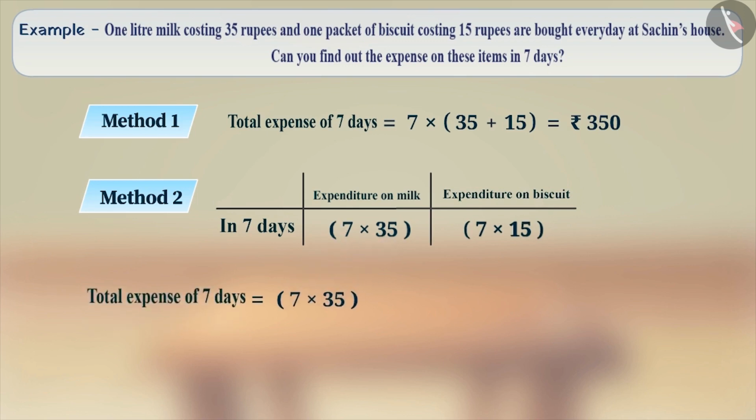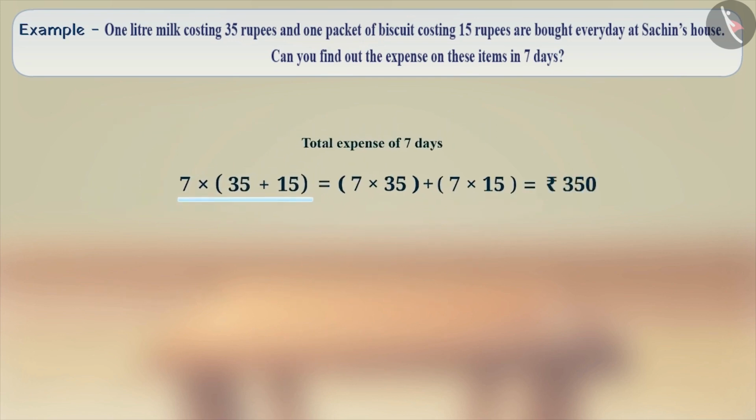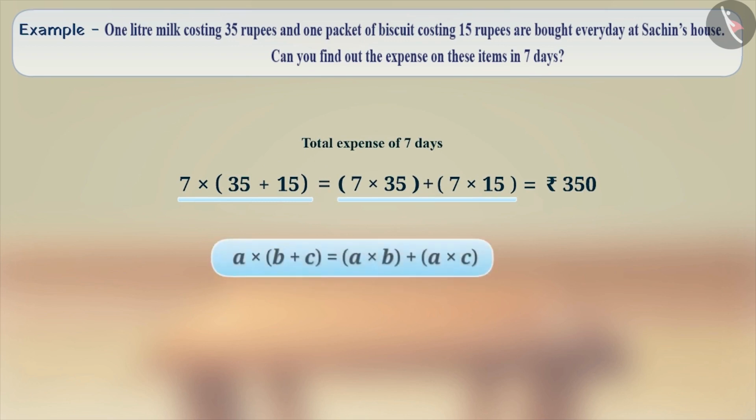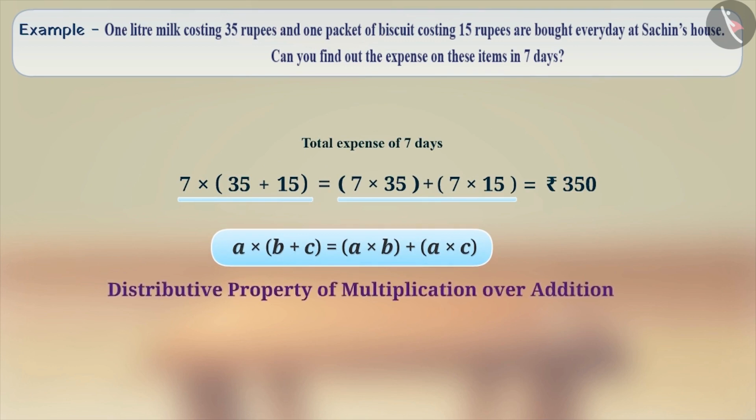Total expenditure is equal to 7 into 35 plus 7 into 15, which is equal to 245 plus 105, which is equal to 350. Thus, the total expenditure obtained by both methods are the same. In this way, 7 into (35 plus 15) is equal to 7 into 35 plus 7 into 15. This is the distributive property of multiplication over addition.